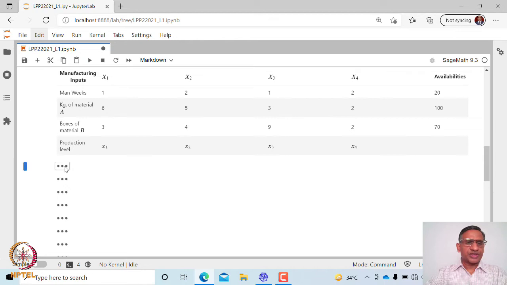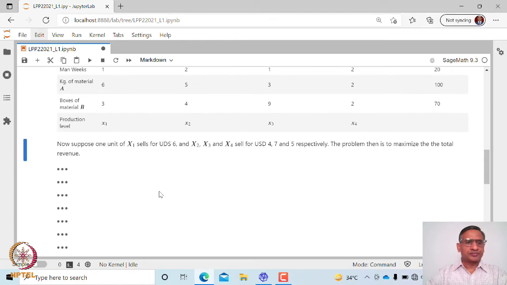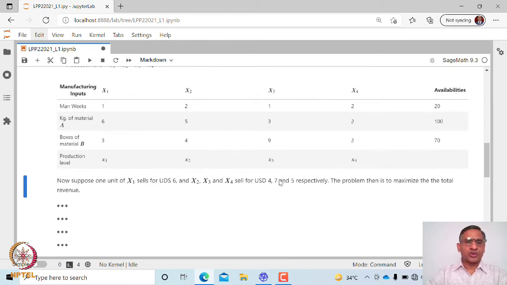In this case, one unit of capital X1 sells at $6, one unit of capital X2 sells at $4, one unit of capital X3 sells at $7, and one unit of capital X4 sells at $5. The problem, as I said, is to maximize the total revenue. Now what will be the total revenue?